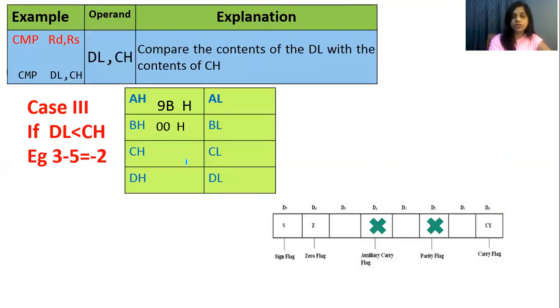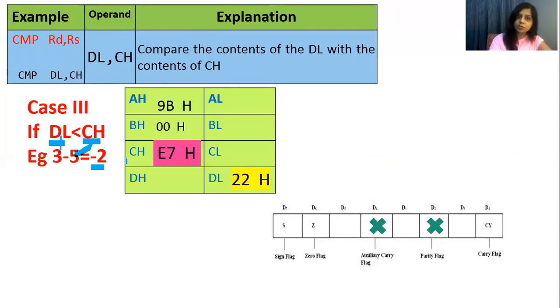Now the third situation. What is the third situation? DL holds a smaller number than CH. In that case, what happens? Let's assume that DL holds 3 and CH holds 5. So it will be 3 minus 5 and the result will be minus 2. And in this situation, when we perform binary subtraction, the borrow will generate.